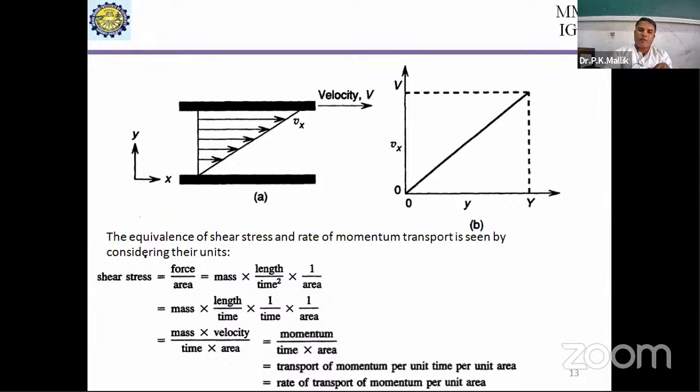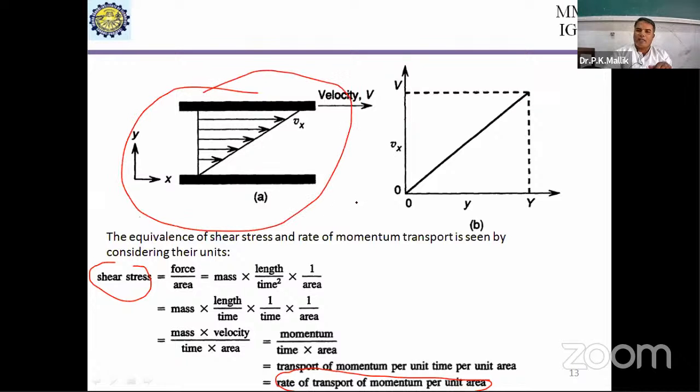So here you see how we express the shear stress as the rate of transport of momentum per unit area. If you look at the velocity profile, you can see the velocity is directly proportional to the distance; this is a linear relationship.